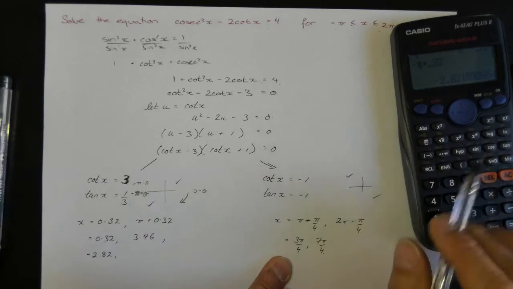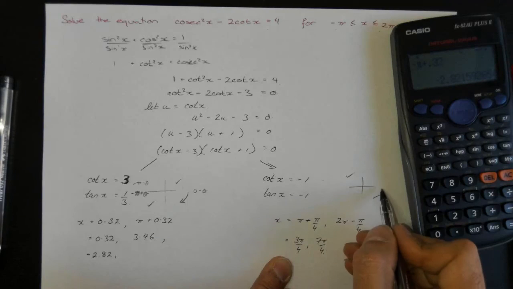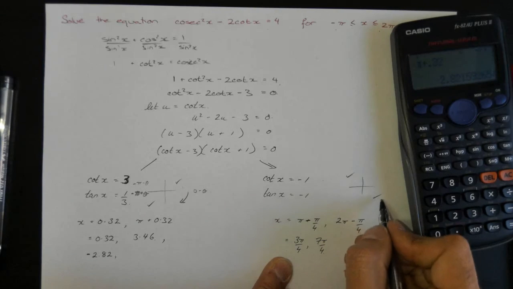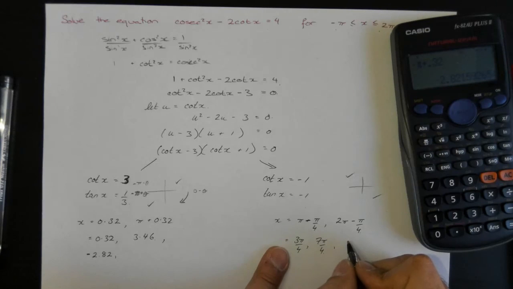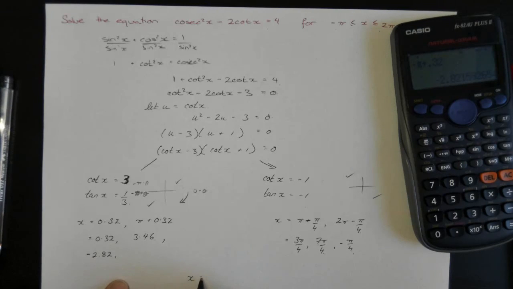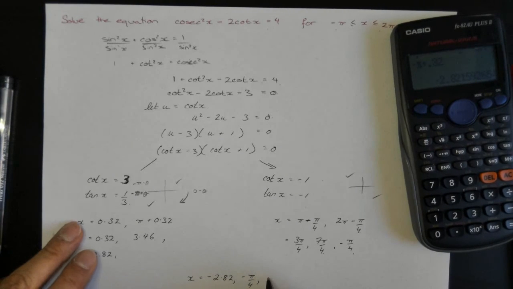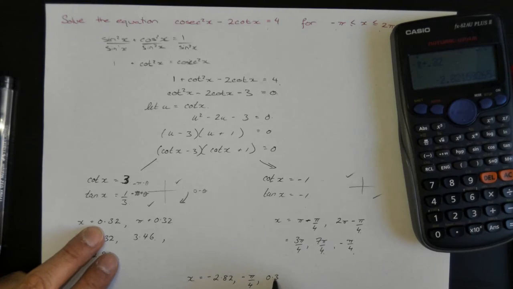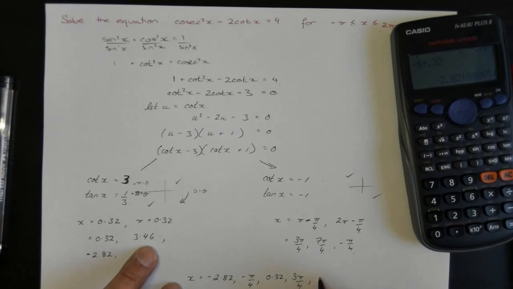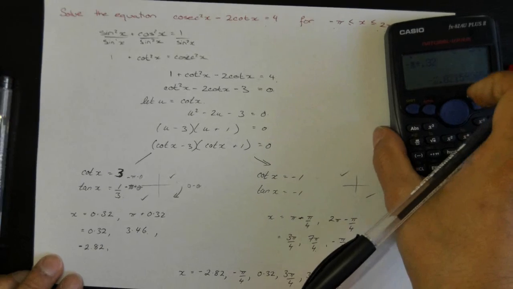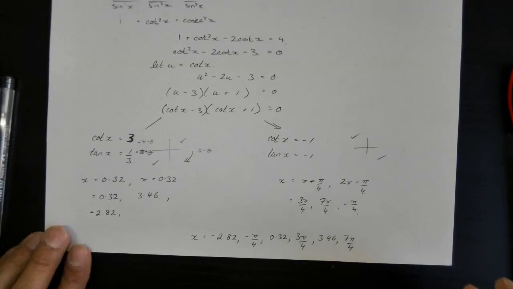And going here, if we're going back to negative pi, we've got 0 minus pi on 4, so we've got minus pi on 4. So putting it all together, we get negative 2.82, negative pi on 4, 0.32, 3 pi on 4, 3.46, and 7 pi on 4. And that's our final solution. Okay, thank you very much.